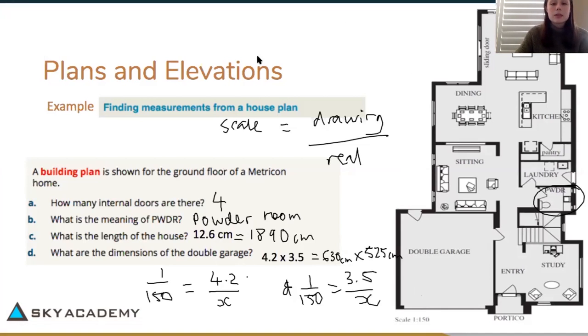So plans and elevations, typically an HSC question of this would look like this one. It'd have a house plan, ask you to measure with your ruler, actually measure the drawing length, and then convert the drawing length to a real life length, like we did in question C and D.